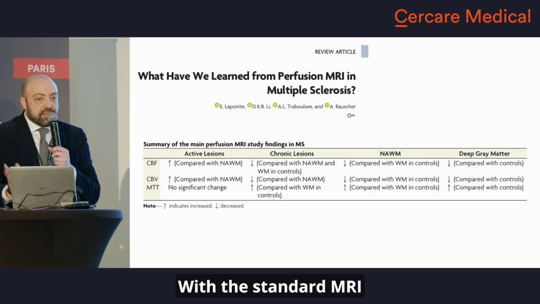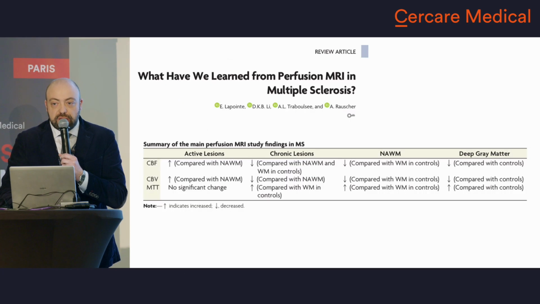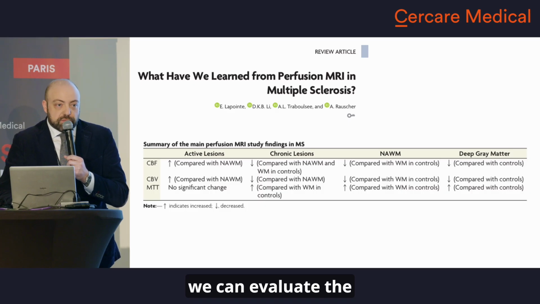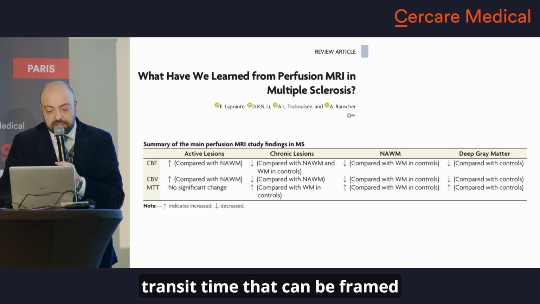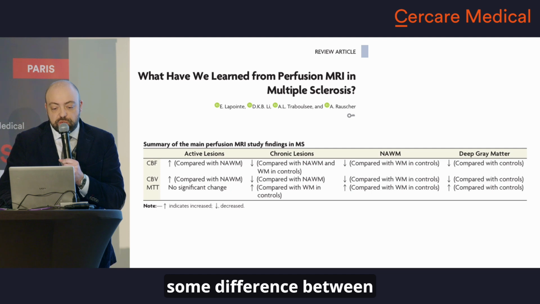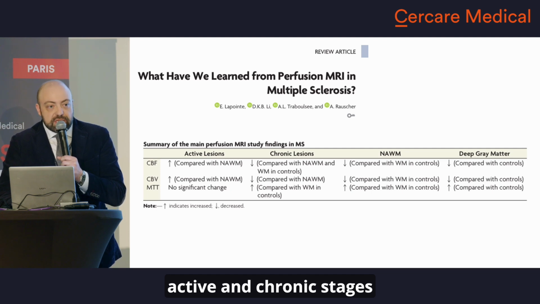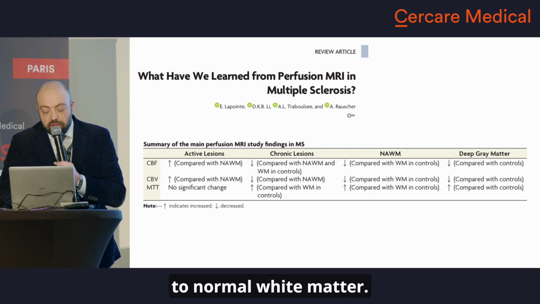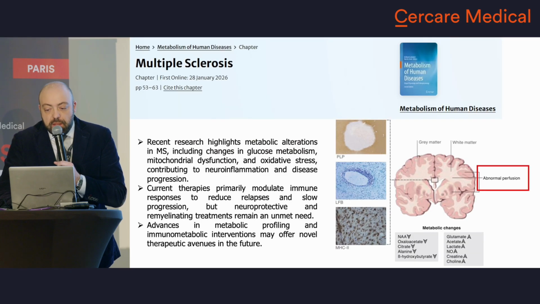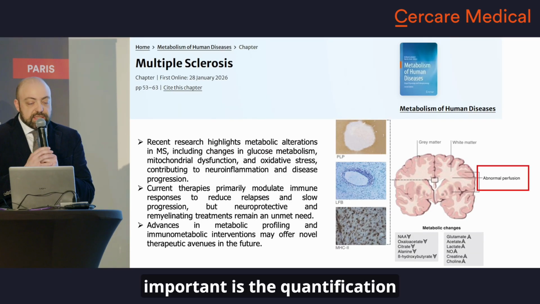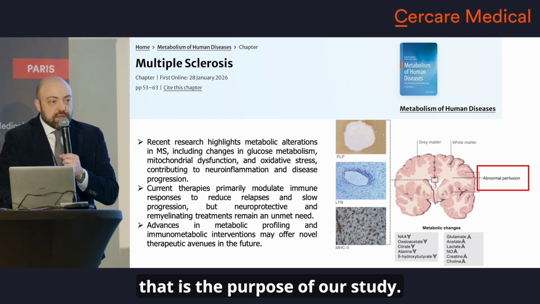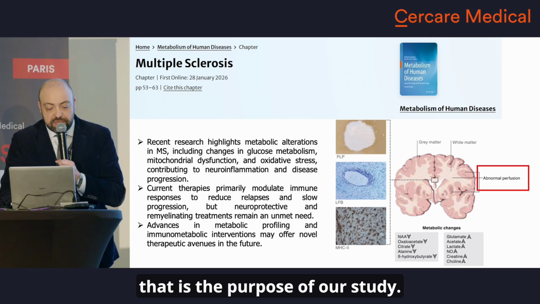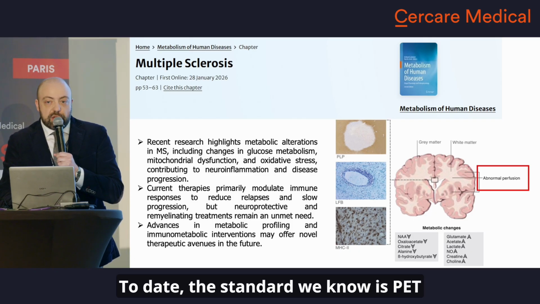With the standard MRI perfusion technique, we can evaluate parameters that we know, such as CBF, CBV, and transit time, which can show some differences between active and chronic stages of the disease compared to normal white matter. But what is actually important is the quantification of metabolism, so the oxygen extraction fraction, which is the purpose of our study. To date, the standard we know is PET.